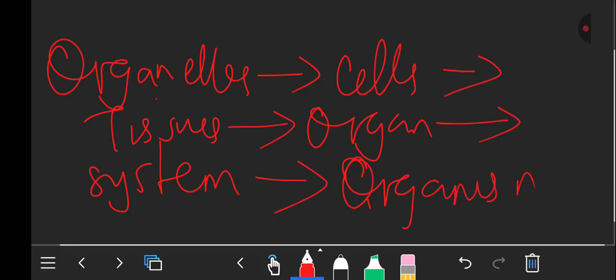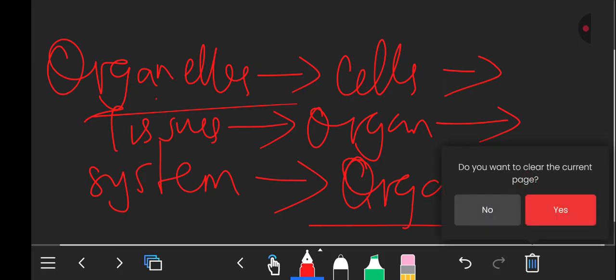Have you seen how an organism is formed? So an organism is a complex thing, okay? An organism is a complex thing. Then the organelles are the basic things that make up this complex thing we are terming as an organism. So this is very important for us to understand.